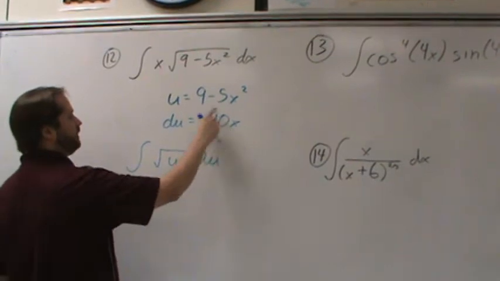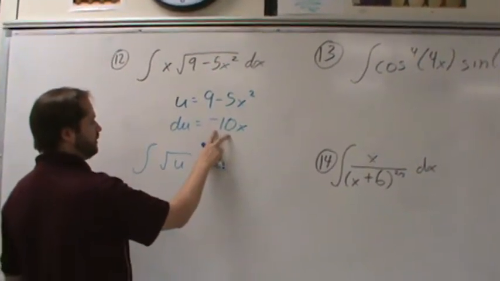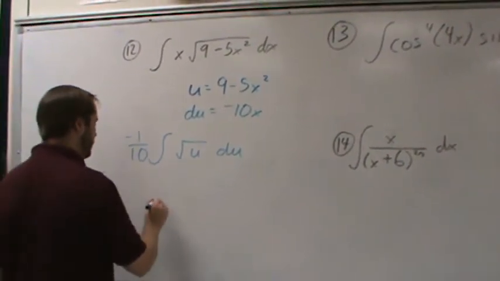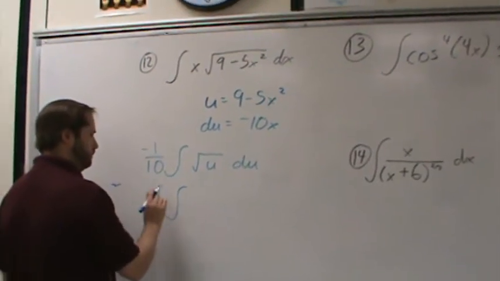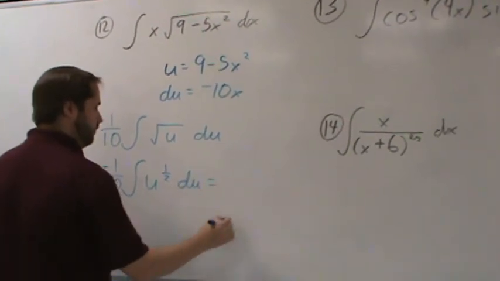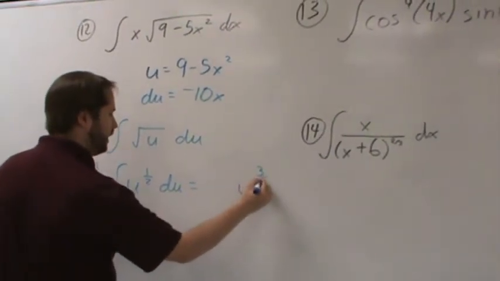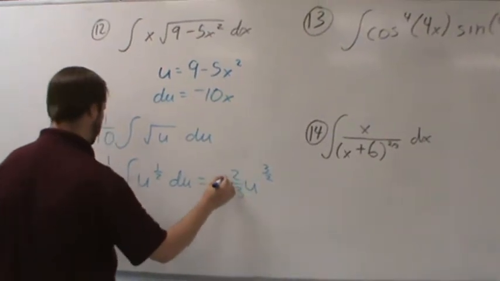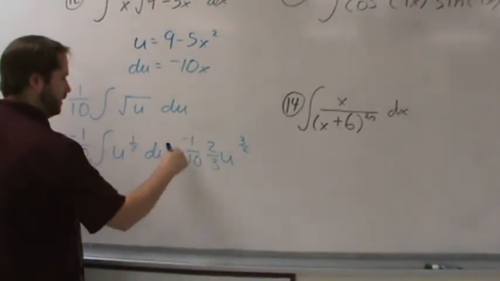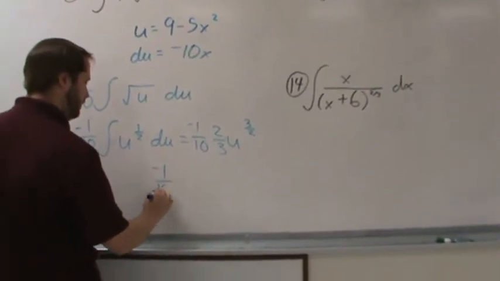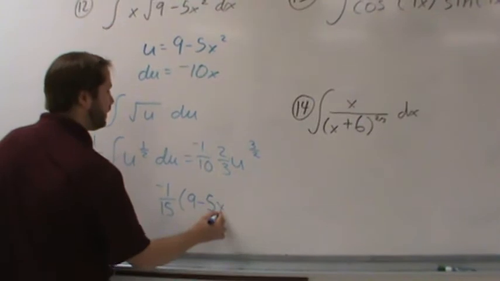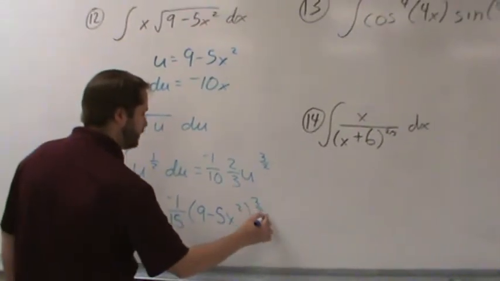When I write du, it's covering the x that's out here. But I'm also adding in a negative 10. To cancel that out, I'm going to toss in a negative 1/10 out here. Integrating this, sorry, integrating u to the 1/2 will be u to the 3/2 times 2/3 times negative 1/10. In the end, that's going to be negative 1/15 u, which is 9 minus 5x squared, to the 3/2 plus c.